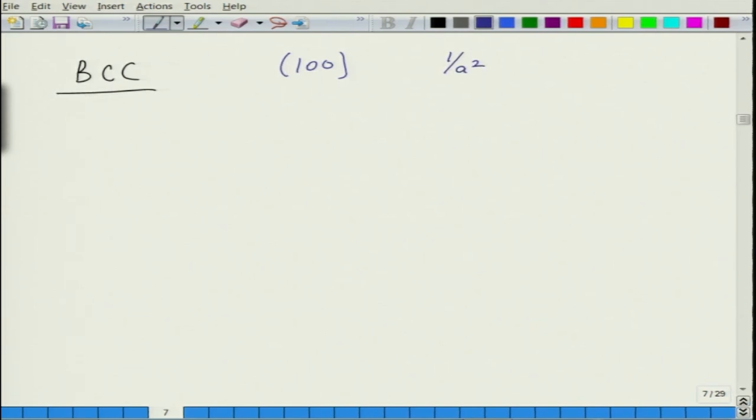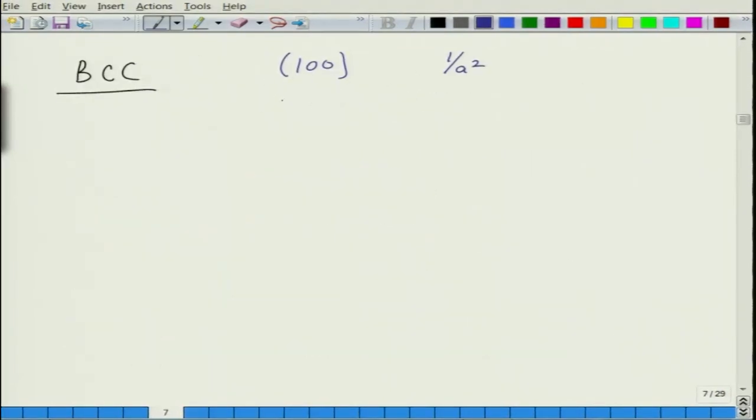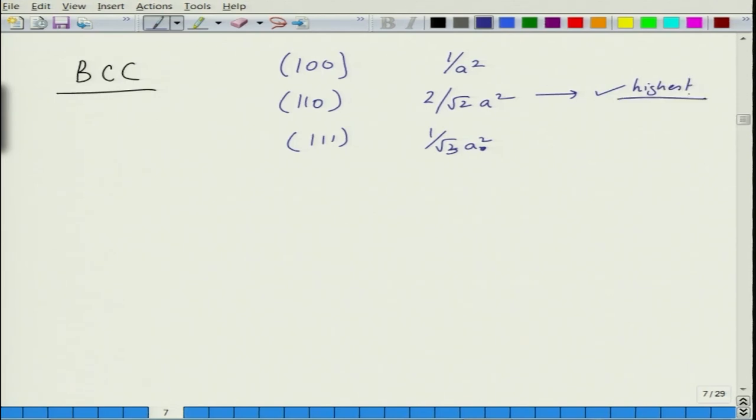So let's say we write in terms of A. In terms of A it will be 2 divided by square root 2 A square, or square root 2 divided by A square. And 110 will have a planar density of 2 divided by square root 2 A square, and along 111 it will be 1 by square root 3 A square. Out of these three you can see the highest density plane is 110. But this is not a closest packed plane, but it has the highest density.